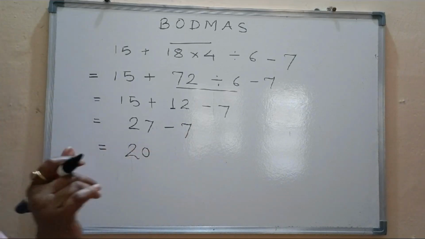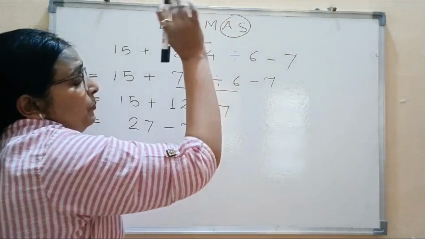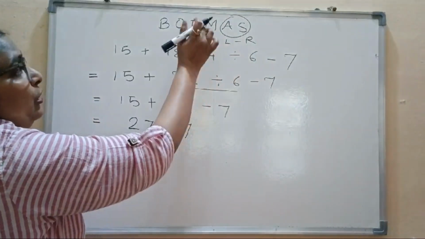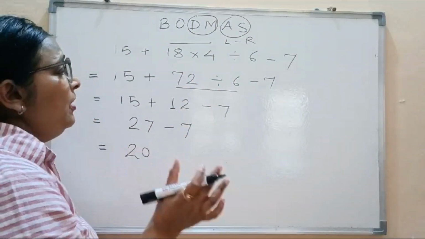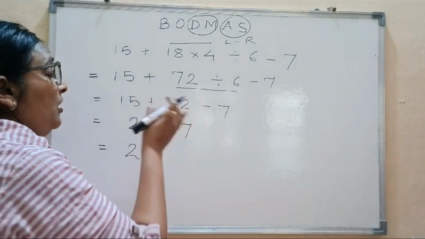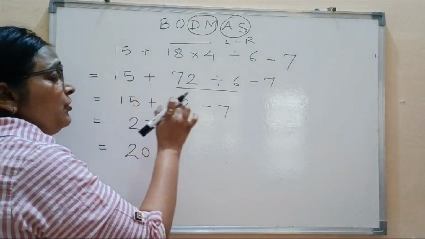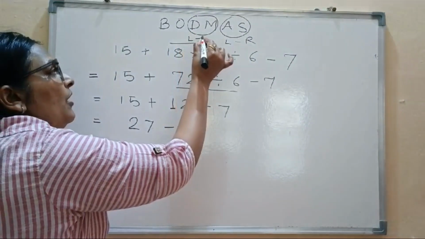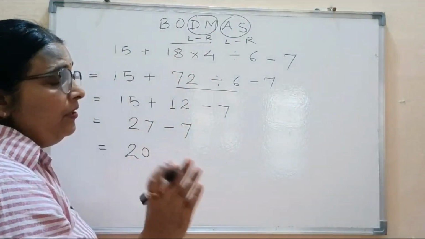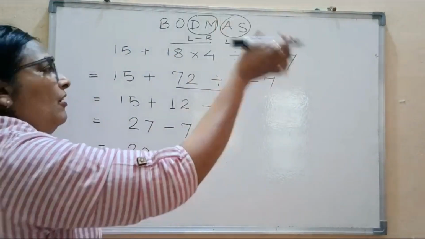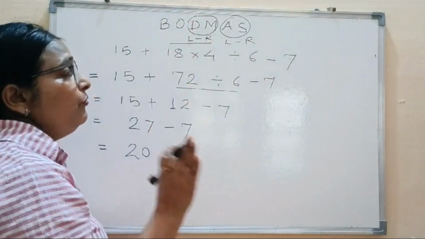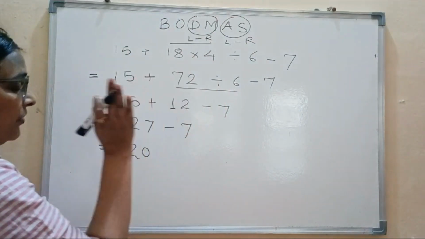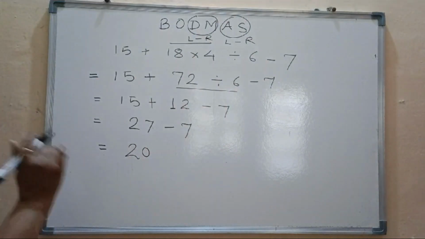Okay. One more trick I am telling about. I told that if addition and subtraction are given, you can solve it from left to right. Similarly with this pair also, division and multiplication. If instead of addition and subtraction, in this sum only division and multiplication are given, then you have to solve this from left to right. But keep in mind, only if this pair is given or this pair is given, then only you can use this rule, that is left to right. Okay. So this sum is solved and the answer you will get is 20.